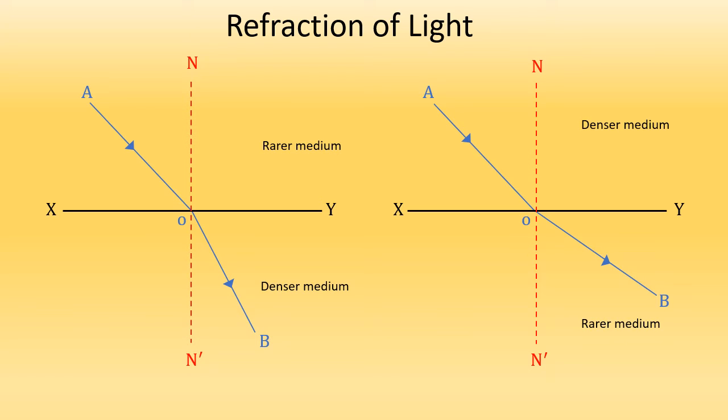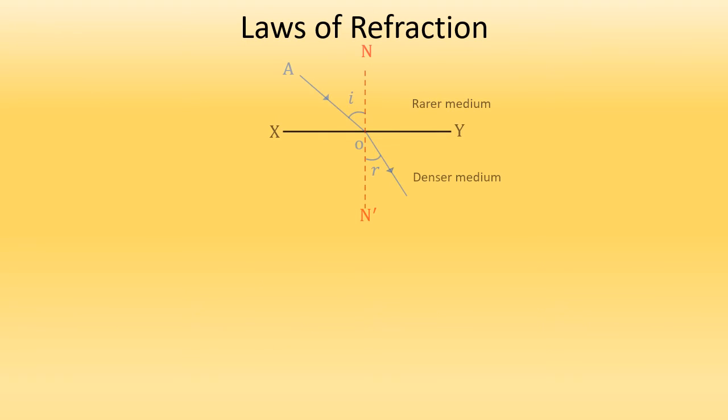So, we also know that the angle made by the incident ray with the normal to the surface is called the angle of incidence, and the angle made by the refracted ray with the normal is called the angle of refraction. Now we'll state the laws of refraction.